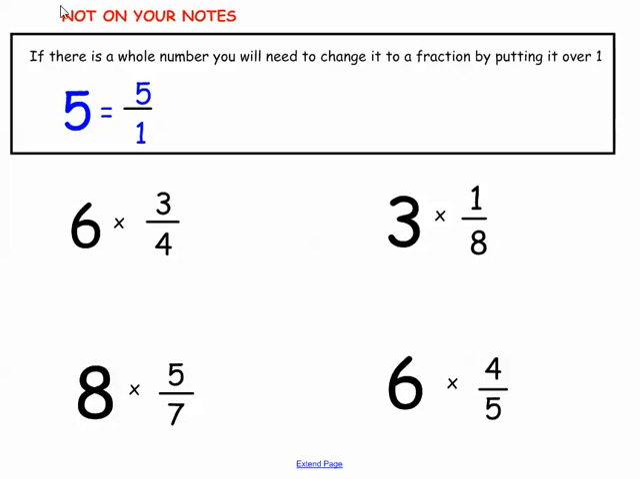All right? All right, this part is not in your notes, but let's just quickly do a reminder. When you have a whole number, in order to turn it into a fraction, you simply put it over 1. So 5 is the same thing as 5 over 1. If you look here, 6 over 1 times 3/4, then you can do your canceling or multiply straight across. Okay? So if you have any whole number, if you want to turn it into a fraction, you simply put it over 1. Okay? All right.